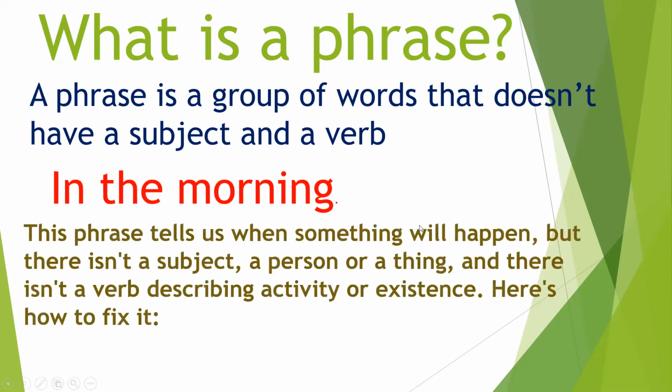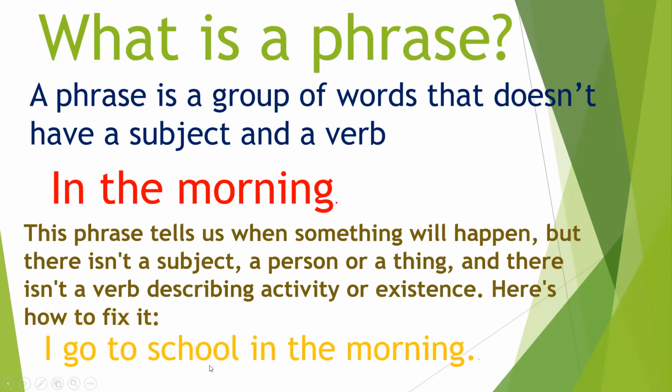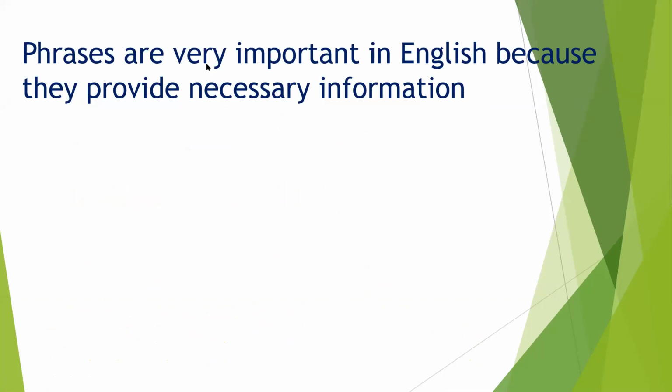All right. This phrase tells us when something will happen or when something usually happens, but there isn't a subject, a person, or a thing, and there isn't a verb describing activity or existence. Here is how to fix it: I go to school in the morning. All right, next. Phrases are very important in English because they provide necessary information.